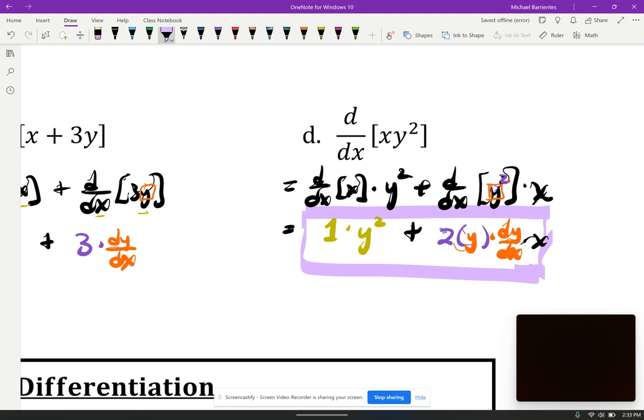And I would leave it like that. I mean, I guess you don't have to put the 1. You can just put y squared, I guess. I wouldn't factor out a y. I would just leave it like that.